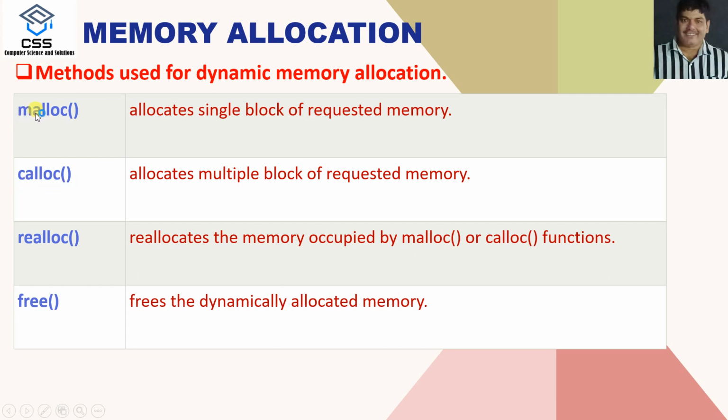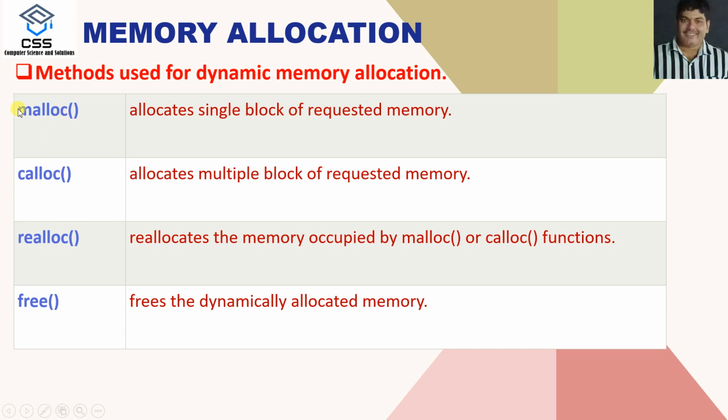Again, I am repeating: malloc and calloc are both dynamic memory allocation functions, but the difference is that malloc takes one argument, calloc takes two arguments. Malloc by default stores garbage values, calloc by default stores zeros, and malloc takes a single block of memory, whereas calloc takes multiple blocks of memory.